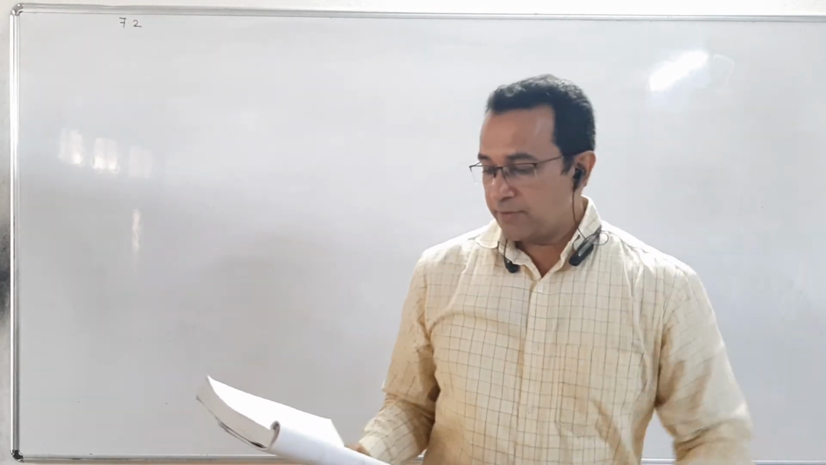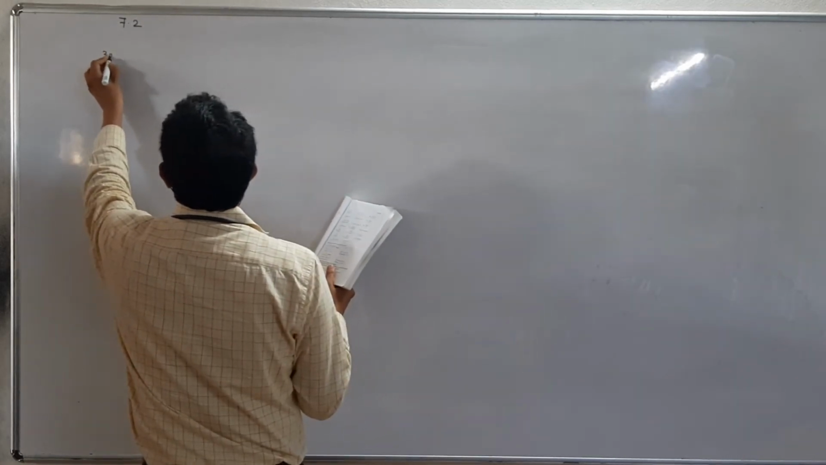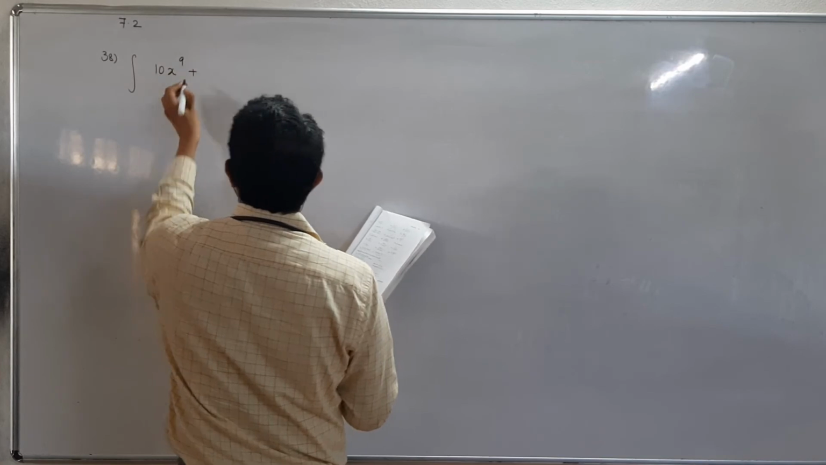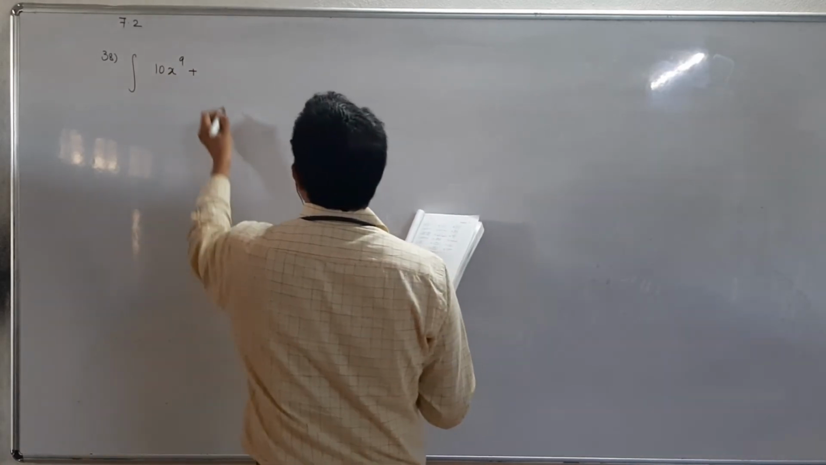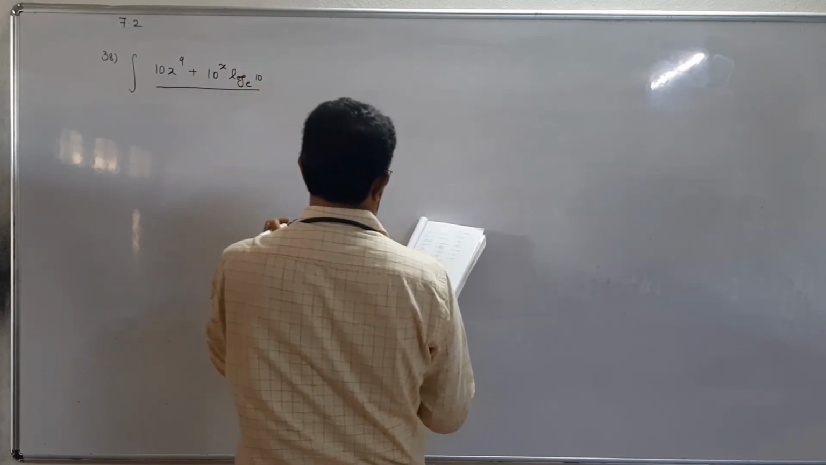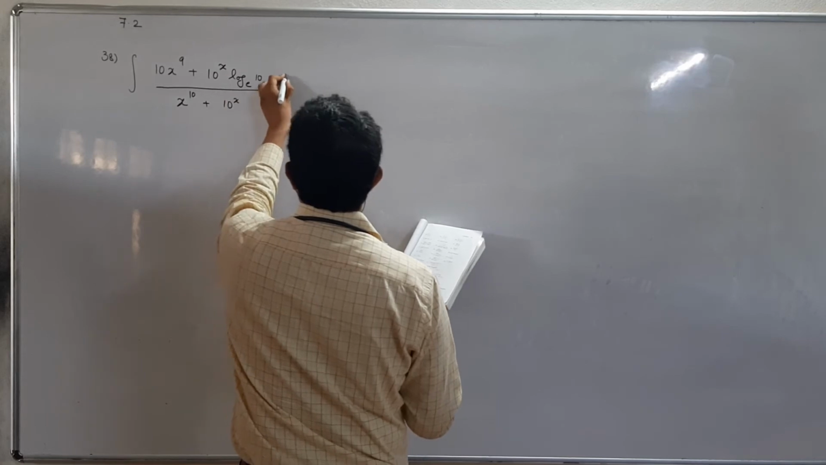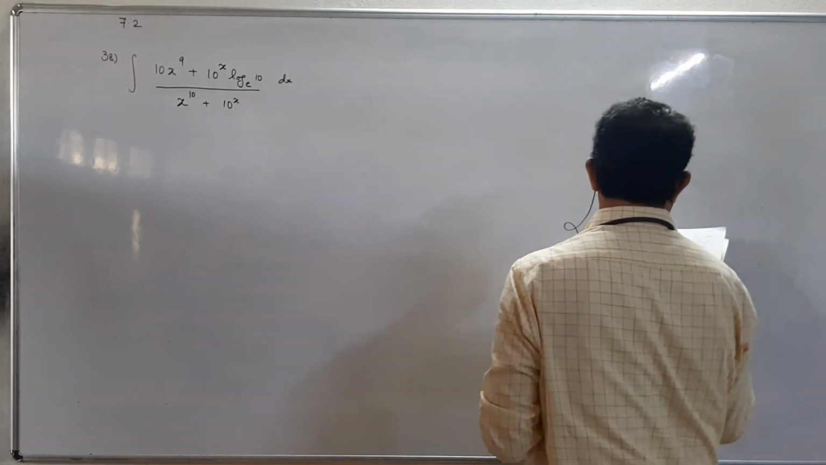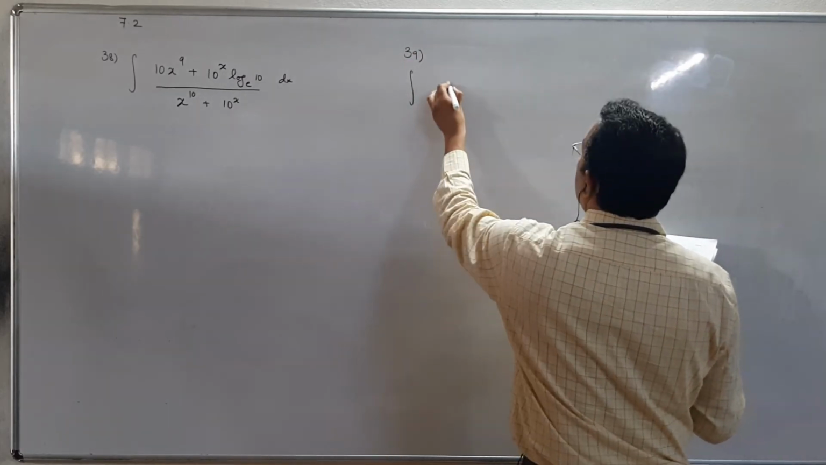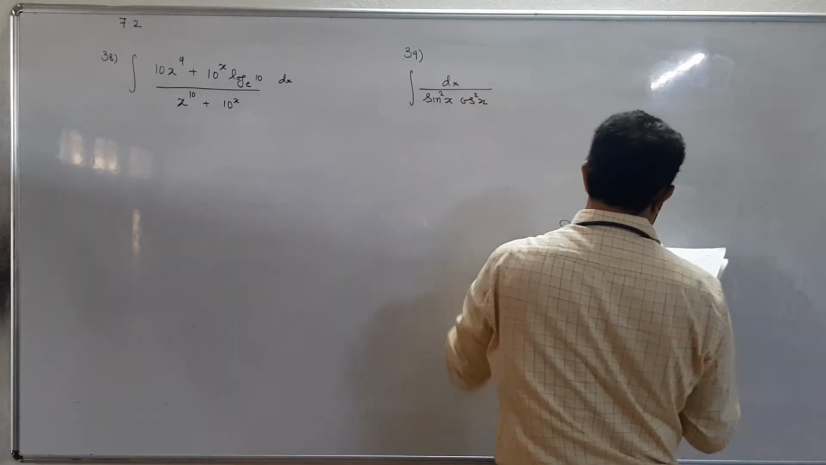Now, students, we are doing MCQ number 38 and 39. In MCQ 38, we are given the integrand: integrate (10x raised to 9 plus 10 raised to x log 10 to the base e) upon (x raised to 10 plus 10 raised to x) dx. And MCQ number 39: integrate dx upon sine square x into cos square x.